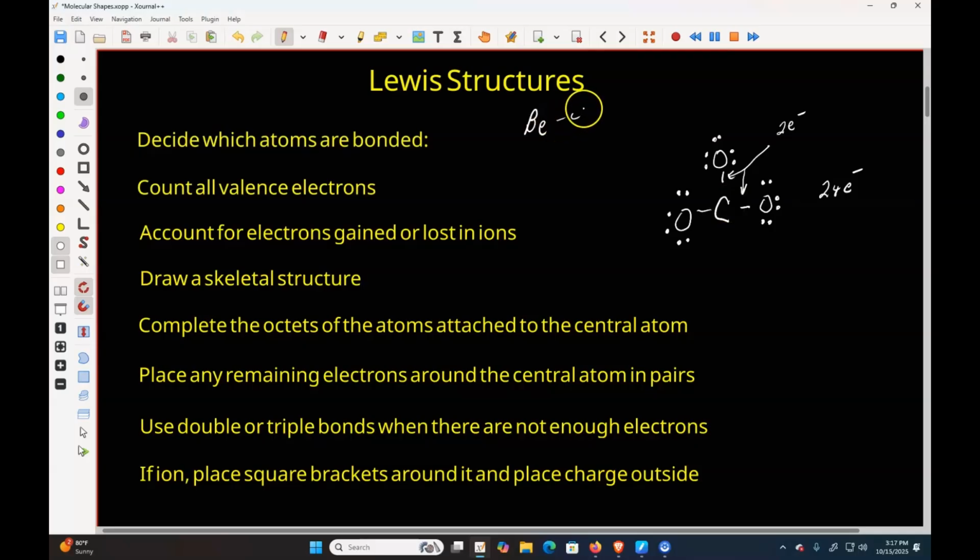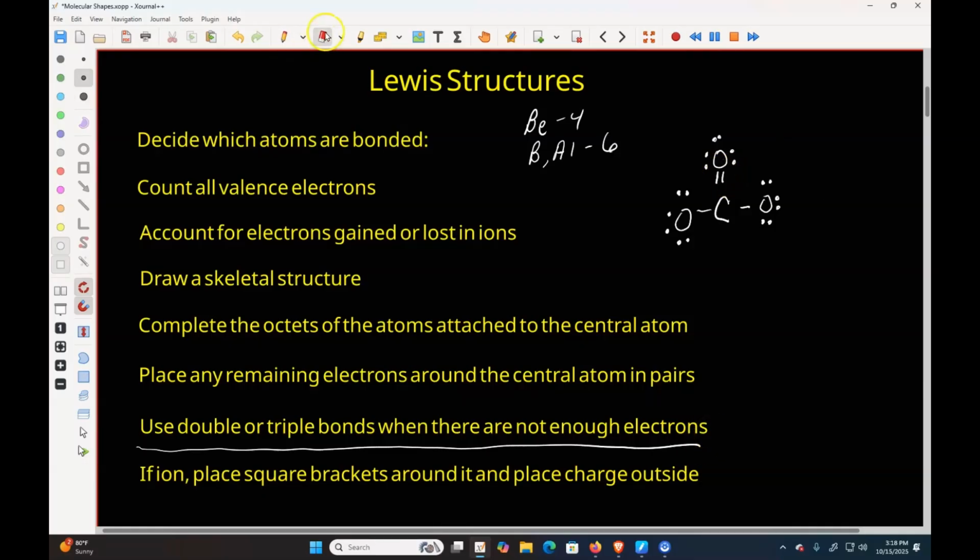A few atoms do not have a full octet. Beryllium can only have 4 electrons. Boron and aluminum generally have 6 electrons. But all of the atoms in the second period otherwise must have 8 electrons. If you're in the third period or below, you can have more than 8. So carbon's in the second period, it must have 8. This rule says use double or triple bonds when there's not enough electrons. So I'm going to make a double bond here and take away these 2 electrons. Now the carbon has 2 here, 2 here, 2 here, and 2 here. It now has 8 electrons.